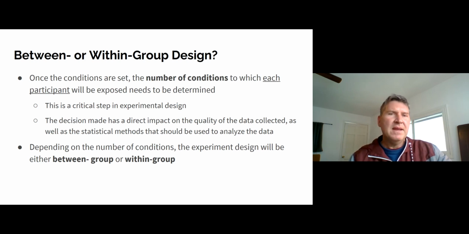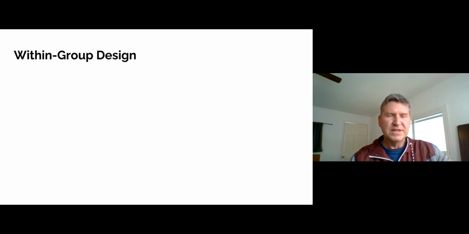And again, as I explained, if we have each participant try out the 3 conditions or the 3 keyboards, that would be one way to do it. The other way would be to divide the participants up into 3 groups, each one trying out only a single keyboard. Let's talk about the within group design first.